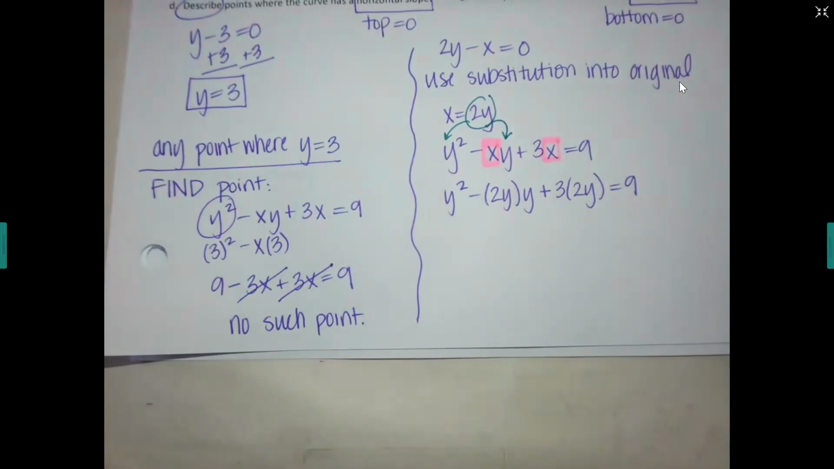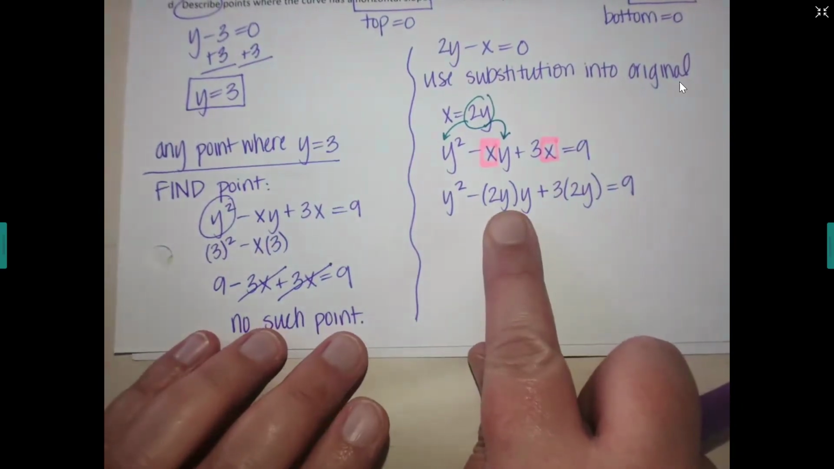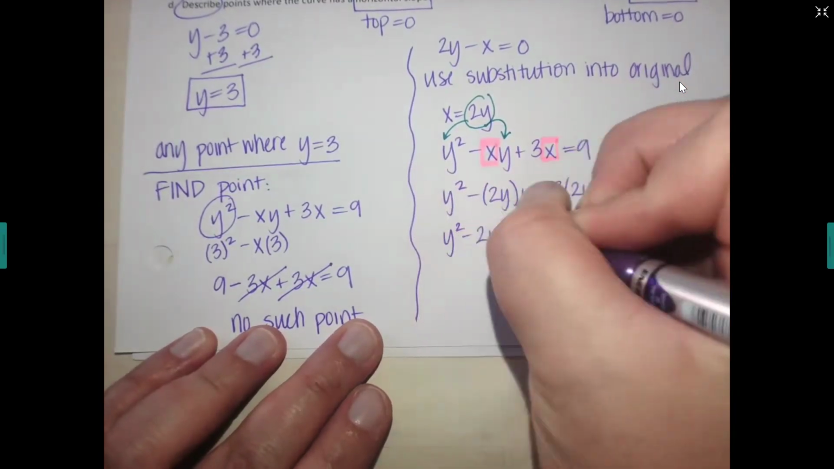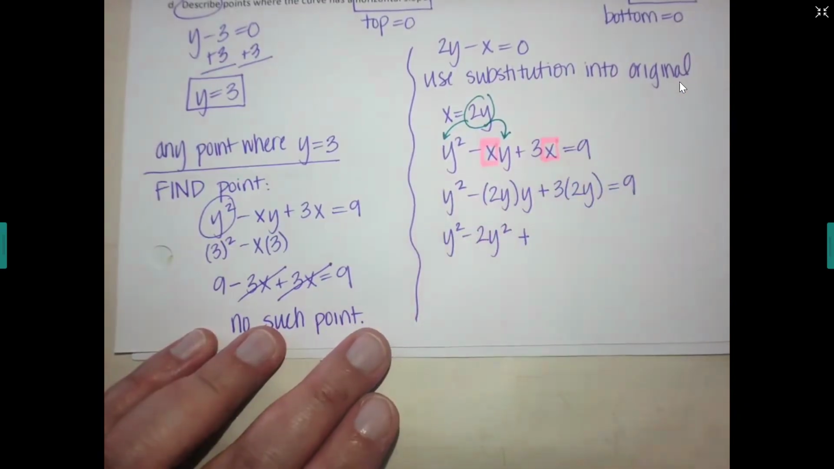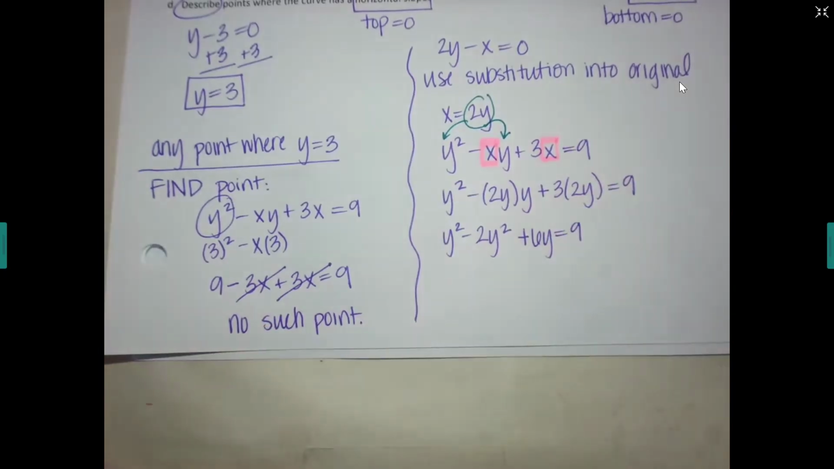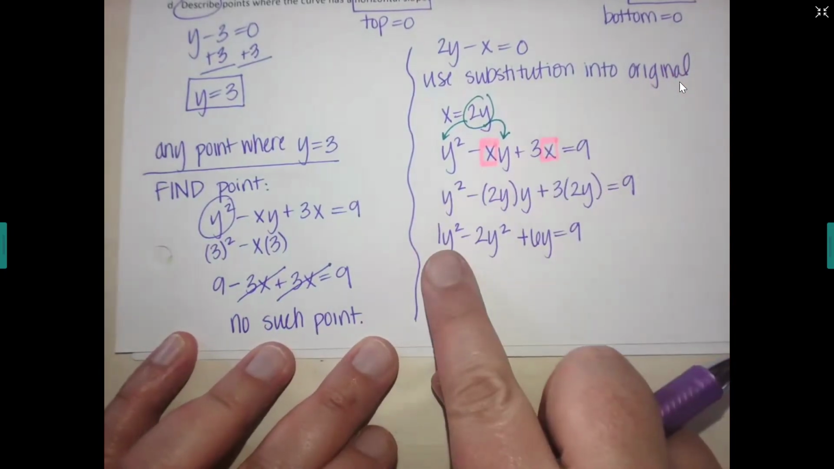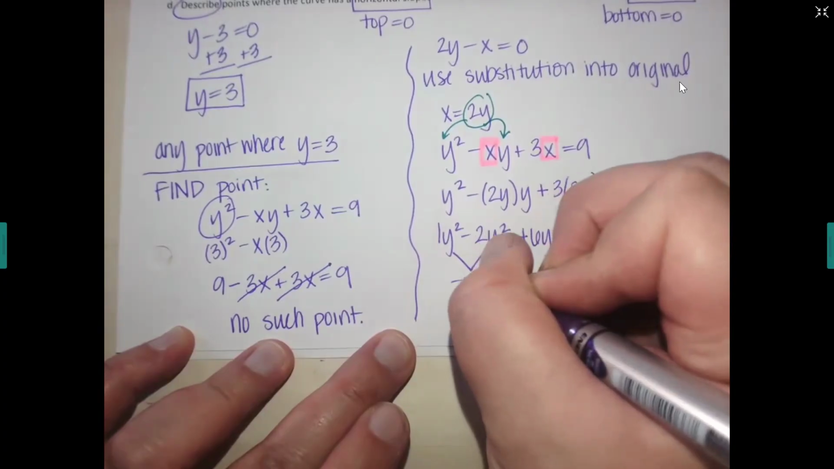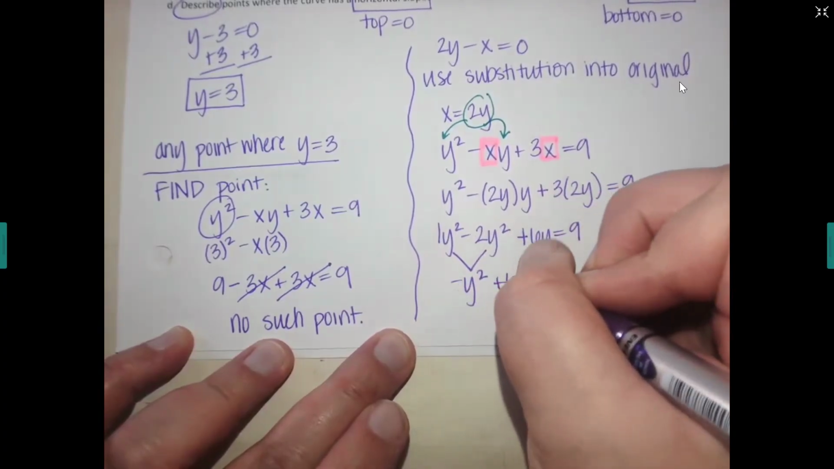What is 2y times y again? 2y squared. Okay, and then 3 times 2y is a 6y. Now I notice that I have multiple terms that are y squared. That means I can combine them. So what is 1y squared take away 2y squared? Negative y squared plus 6y.